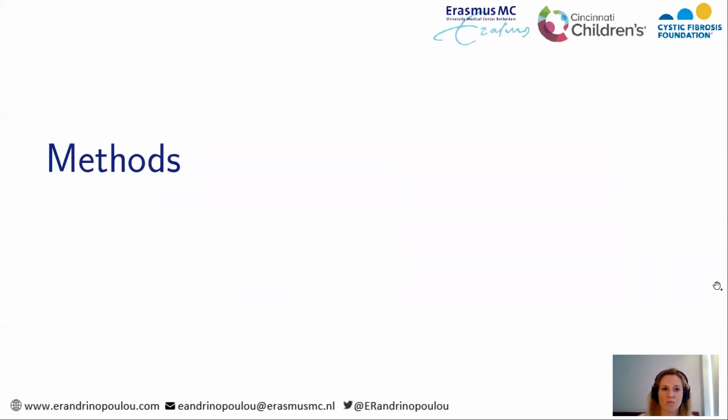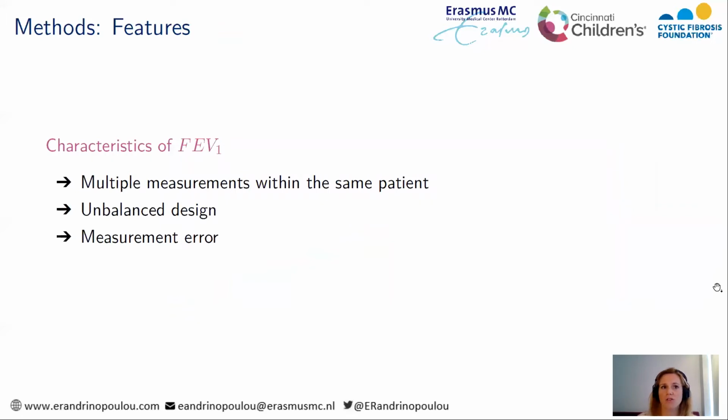We will continue with the methods. And the first step to decide which methods to assume is to check the special features that our outcome FEV1 has. And these are the multiple measurements within the same patients that are expected to be more correlated than measurements from different patients. We also have an unbalanced design, and that means that patients do not come at the same time point and don't have the same number of measurements. And FEV1 is measured with error, meaning that if we take two FEV1 measurements on the same day from the same patient, we don't expect to have the same value.